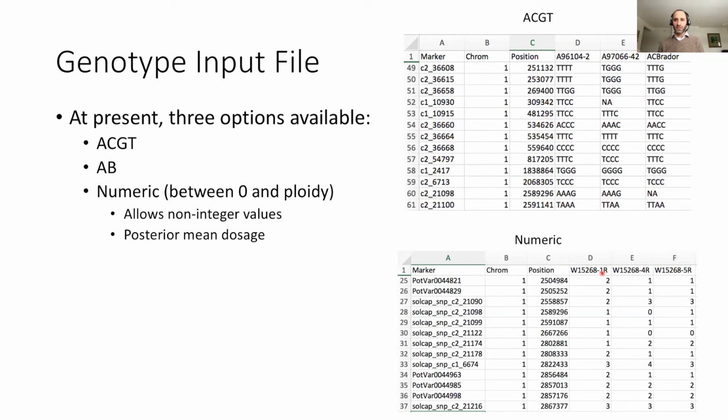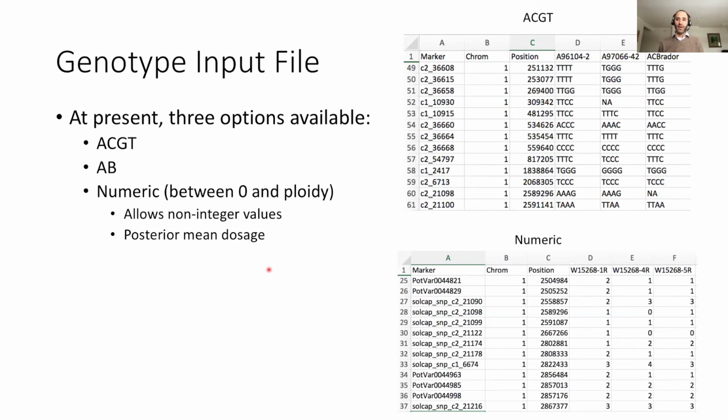The subsequent columns are the marker data, and the formats are shown here. You can list the actual nucleotide calls, and that's the ACGT format. You can use the AB concept, like you would have from an Infinium array or Axiom array. And then you can also just represent the dosage of whatever allele you choose. The software doesn't really care. Whatever the number is here, it's going to call that the alternate allele. And that number has to vary between 0 and whatever the ploidy is. And it does allow for non-integer values.